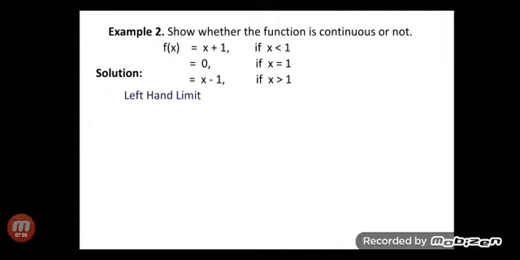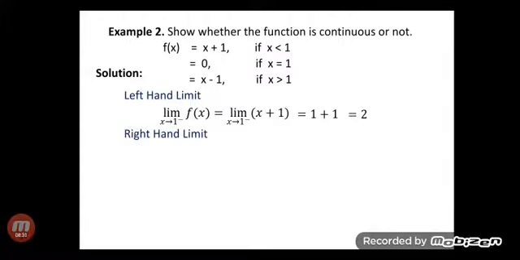Left hand limit, which is determined by this portion of the function, that is f(x) equal to x plus 1 if x is less than 1. So the limit of f(x) when x tends to 1 from the negative side is equal to the limit of x plus 1 when x tends to 1 from the negative side. Here we put the value of x as 1, so 1 plus 1 equals 2.